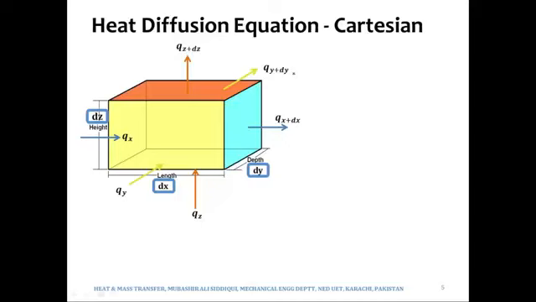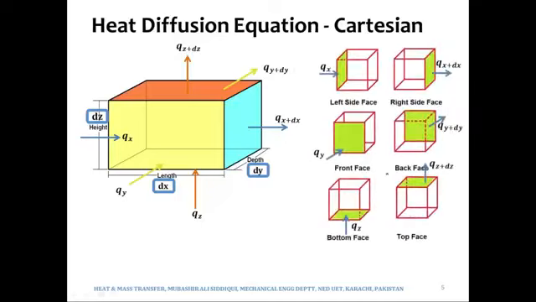So again, the 6 faces. Over here it would be a little easier for you to visualize that this is the face that will receive Qx, and this is the face from which Qx plus dx will leave. Similarly, Qy will be incident on this front face, and Qy plus dy will leave the back face, and Qz will come in through this bottom face, and Qz plus dz will leave the top face. So heat transfer in the x-axis, heat transfer in the y-axis, heat transfer in the z-axis.